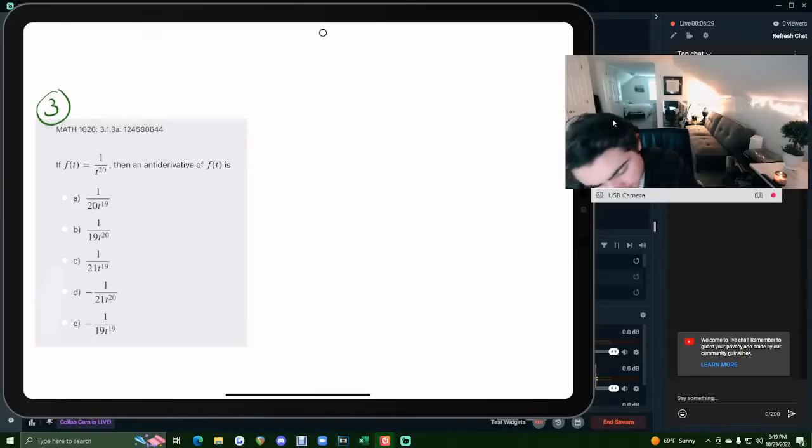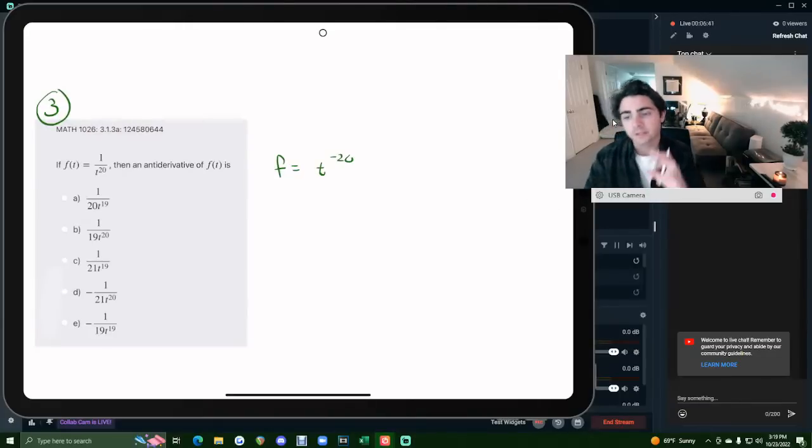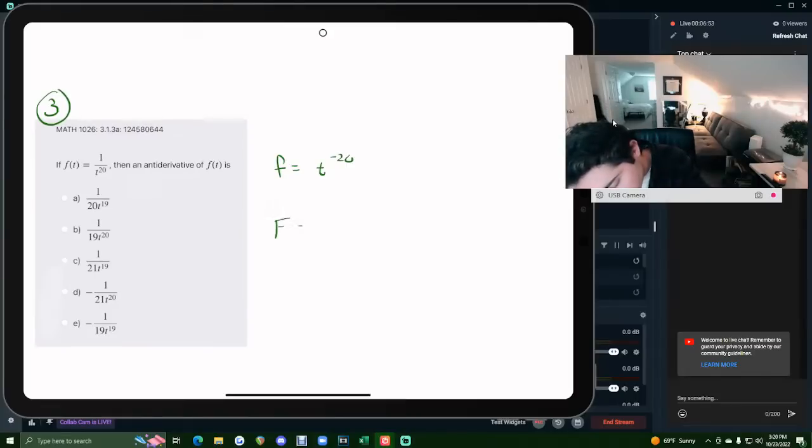Number 3, they give us f and they ask for the antiderivative. So this is a practice in first rewriting the function with the help of negative exponents. We always want to rewrite something if there's an x term or a t term in a denominator. So rewrite it so that it's in the form of t raised to some power. So now we can use sort of the reverse power rule to find the antiderivative, which I will represent with a capital F.